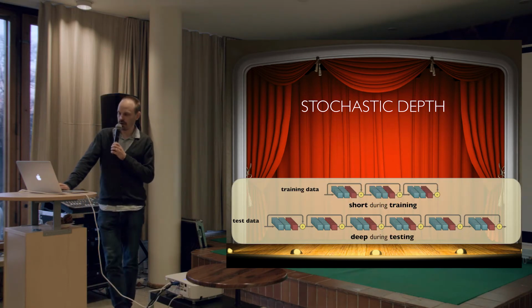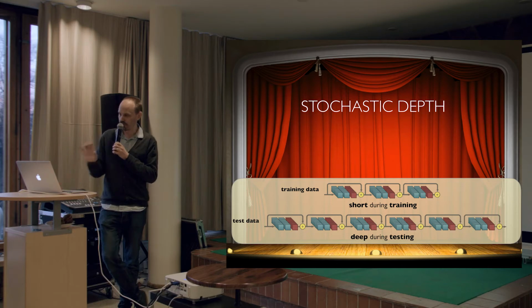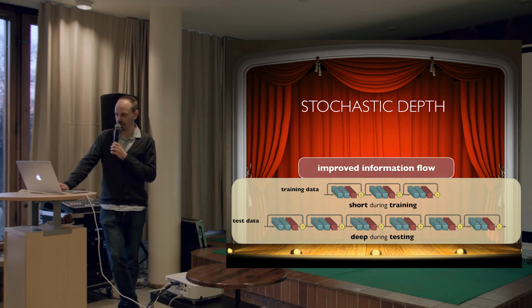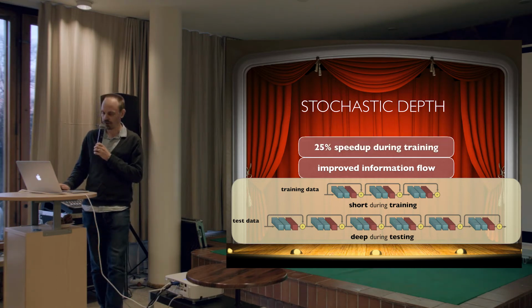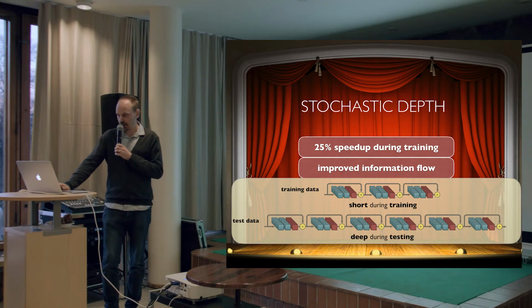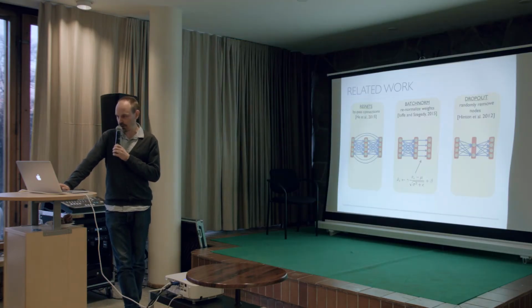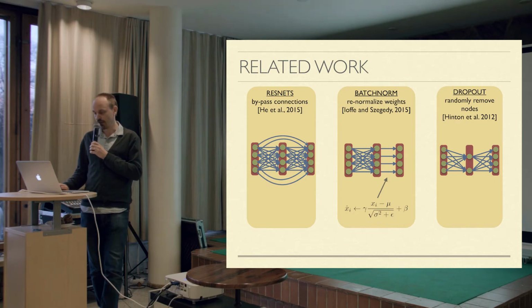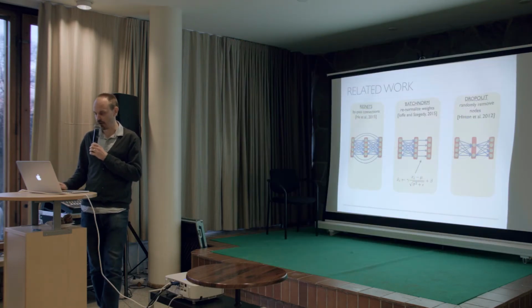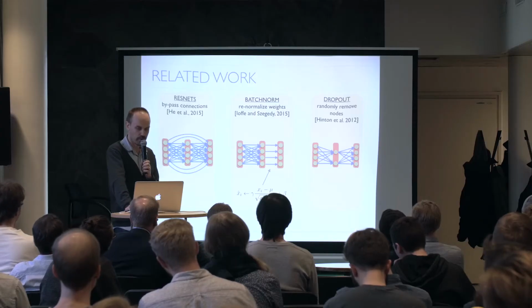It's also quicker to train because the network is shorter during training, and it has an improved information flow. So it's even easier to get the gradients to the first layers. Okay, and if we look at the results, first of all, this is built on top of ResNets. It uses batch normalization, and dropout is a similar idea, and I'm not going to go into more detail on that.